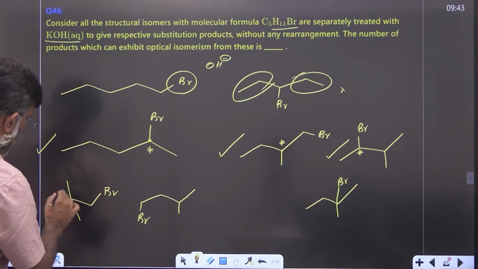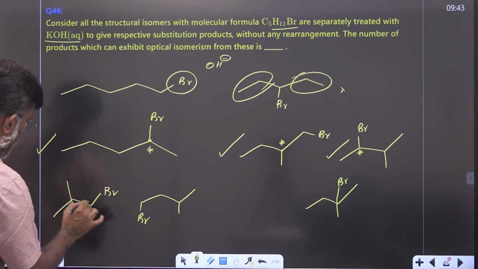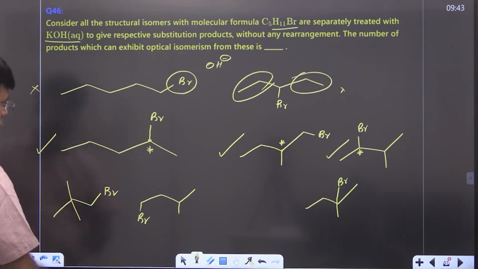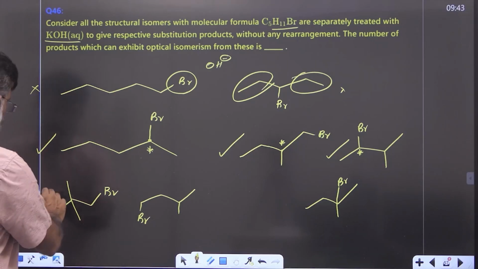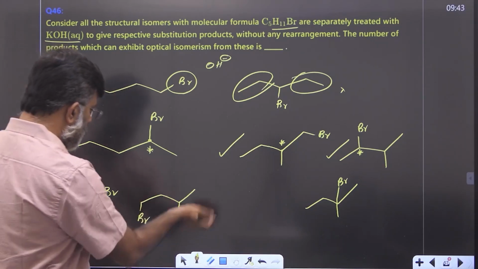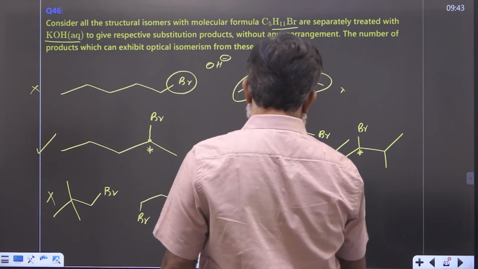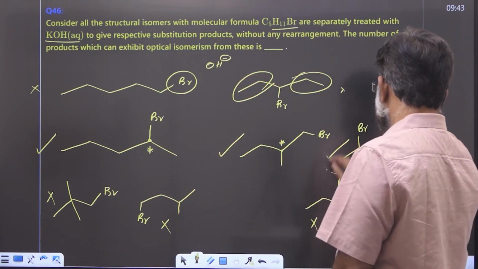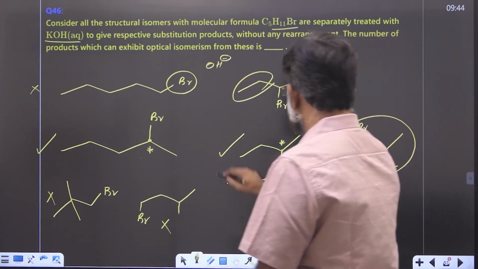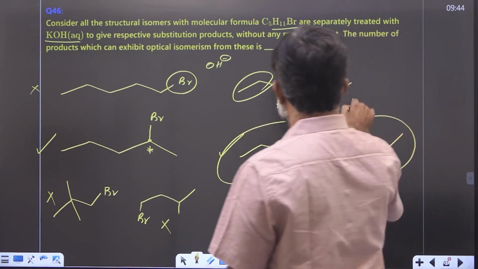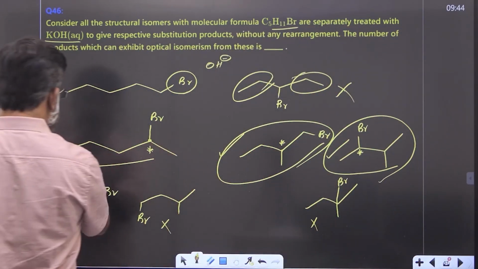This is another one. 1, 2, 3, 4, 5. This is another one, but that is also achiral. So this is not in our list. This is achiral, not in our list. This is achiral, not in our list. And this is in our list number 1. This is in our list number 2. This is not in our list. And this is in our list.